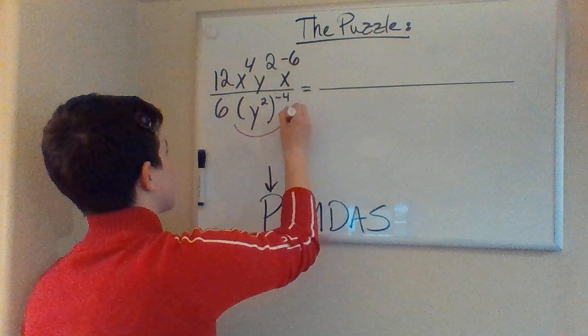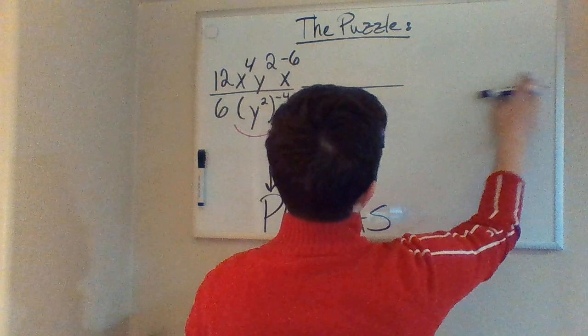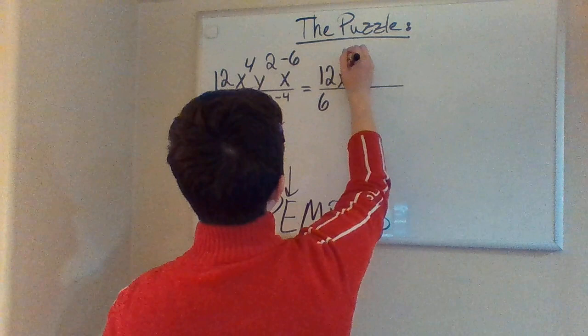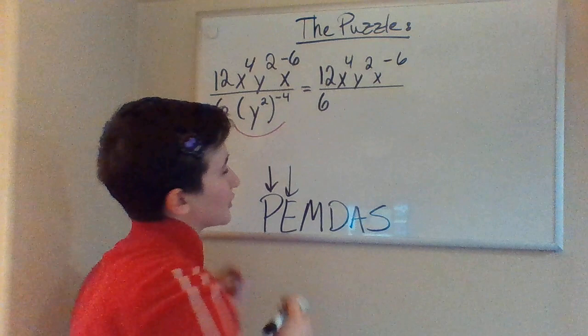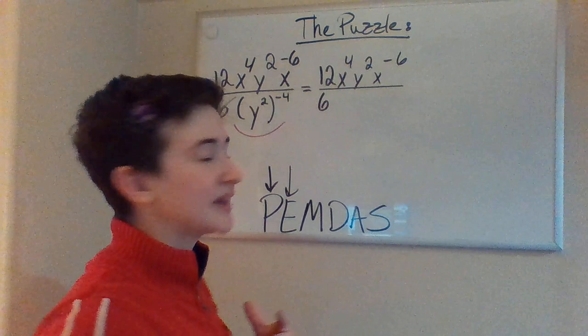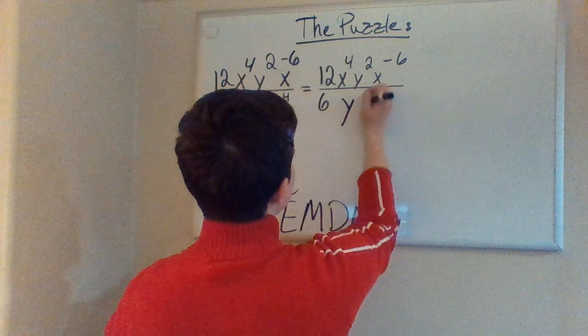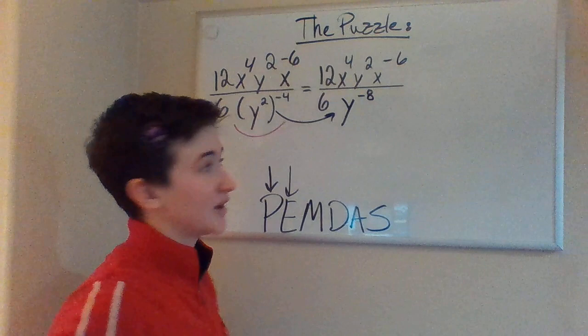Okay. So, actually, we'll do this in stages. First, we're gonna start off with our parentheses. So everything else stays the same. Don't change anything. We're just gonna get rid of this. So if you recall from last week, we talked about how anything in parentheses really just becomes multiplied. So in this case, we're gonna do 2 times negative 4. So we're gonna have y to the negative 8th power, okay? That turns into that. Hopefully you're tracking me. Okay, we just covered parentheses, so we don't need to do that anymore.